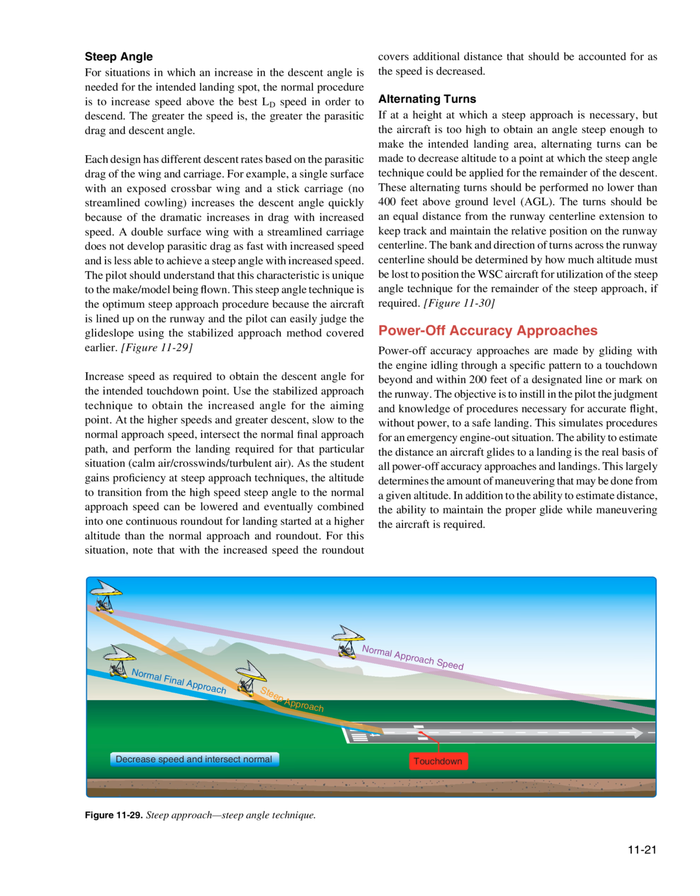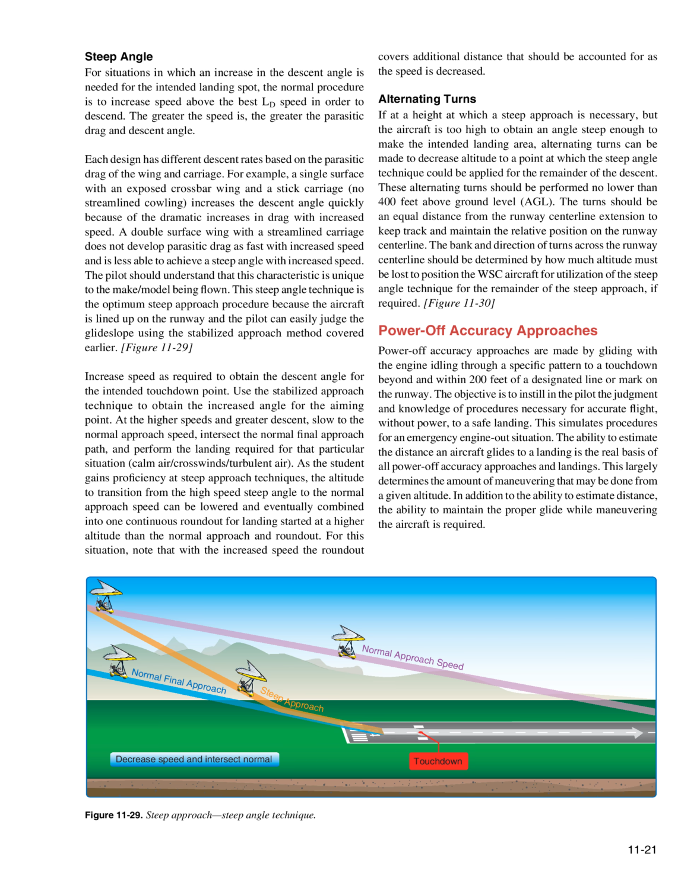Figure 11-30. Power-off accuracy approaches. Power-off accuracy approaches are made by gliding with the engine idling through a specific pattern to a touchdown beyond and within 200 feet of a designated line or mark on the runway. The objective is to instill in the pilot the judgment and knowledge of procedures necessary for accurate flight, without power, to a safe landing. This simulates procedures for an emergency engine out situation.